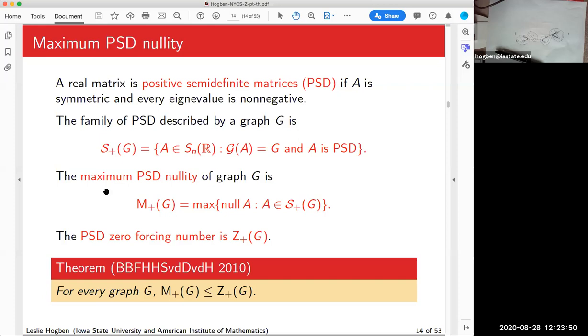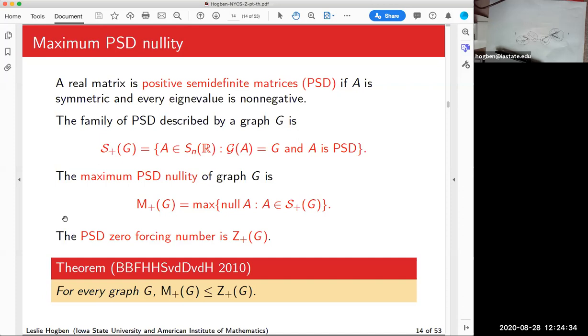This is the maximum multiplicity of the zero eigenvalue only, because you could shift up away from that zero, but then you'd have no nullity, or you can't shift down because you can't make negative eigenvalues. So we've lost that aspect, but we certainly have the maximum multiplicity of the zero eigenvalue, or the maximum nullity, and that's what's being studied here. The positive semi-definite zero forcing number, which I will describe in a minute, is the graphical combinatorial upper bound in the same spirit for the maximum positive semi-definite nullity.